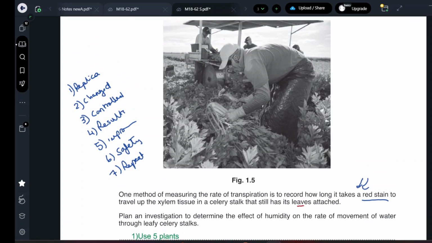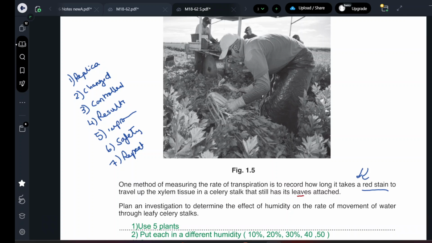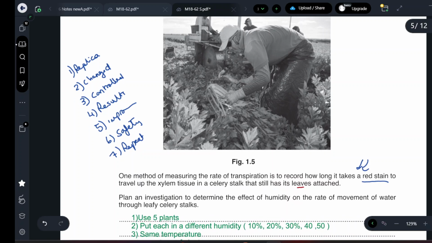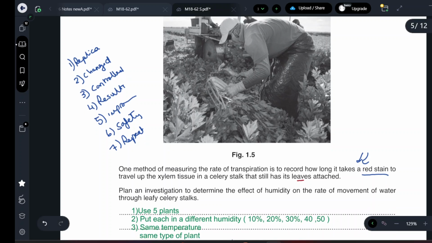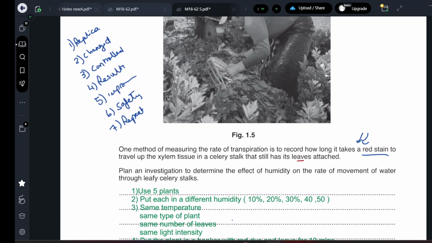5 plants. What am I going to change? Put each in different humidity, and you should give him examples of the humidity you put in. 10%, 20%, 30%, 40, 50. I will put it in different humidities. Same temperature, same type of plant, same number of leaves, same light intensity. Any other factor that affects the transpiration should be the same.